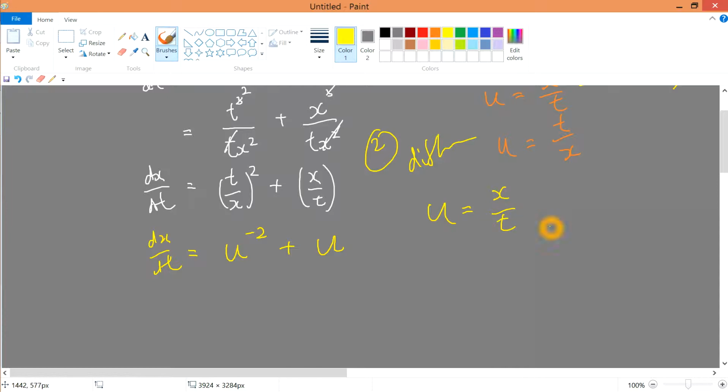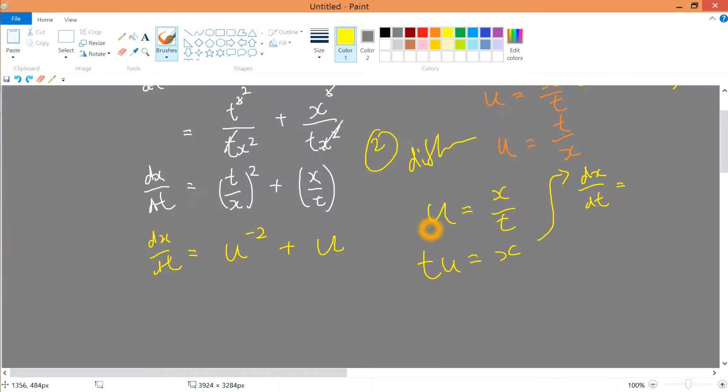Because I want to replace dx/dt, I want to replace this term, so what can I do? Simply bring this t upwards to the other side. I multiply both sides by t, and I have tu equals x. Then I differentiate dx/dt, and take this as a product rule. Please do not just differentiate weirdly.